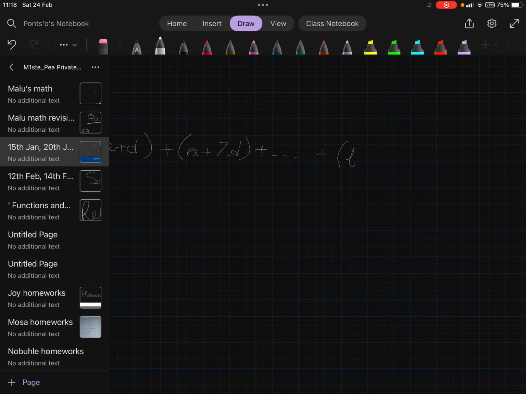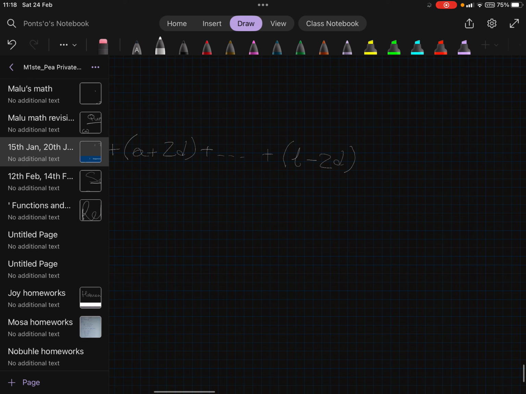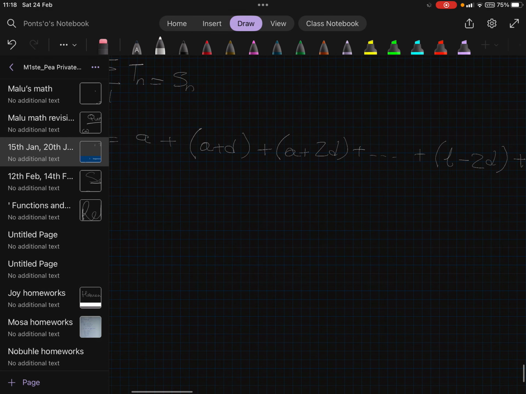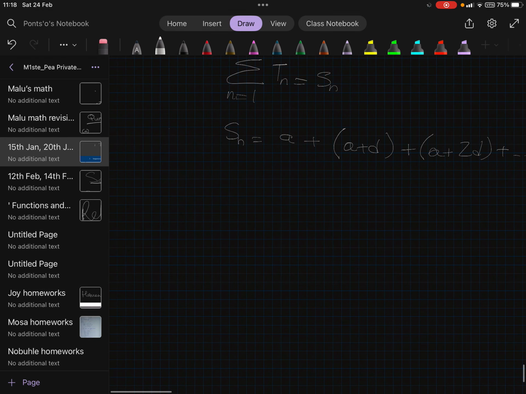And all of this all the way to the last term. So the last 3 terms would be last term minus 2 times the difference, plus the last term minus the difference, plus the last term. And that is what Carl Gauss did with the ascending order. And you sum the terms up.